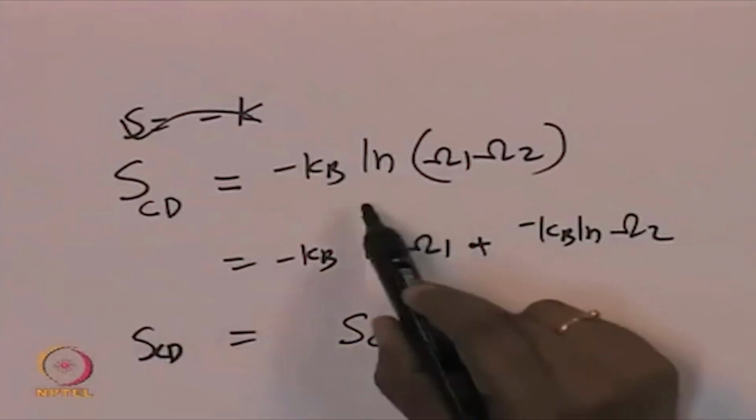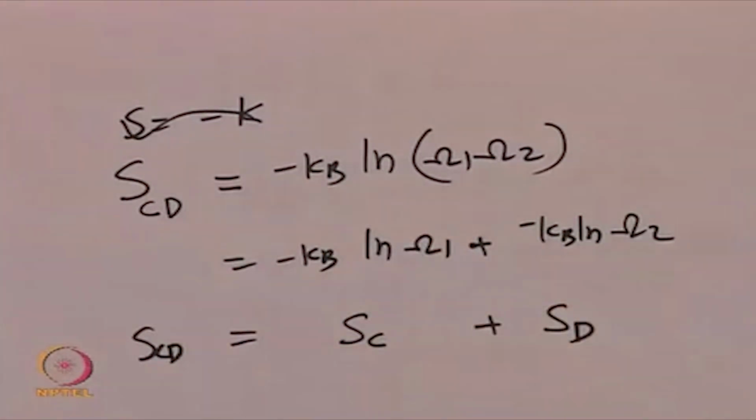To have this property, it is good to have a log. Any function having log has this nice property that if you combine two systems, the entropy of the combined system will be the sum of the entropies of the individual systems. Entropy has such a property, and therefore it is appropriate that we have this function as log. So, that is the reason why there is a log.